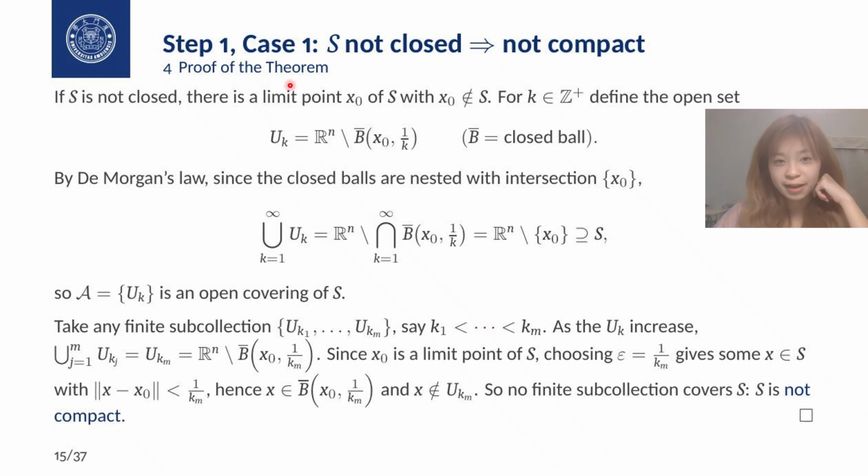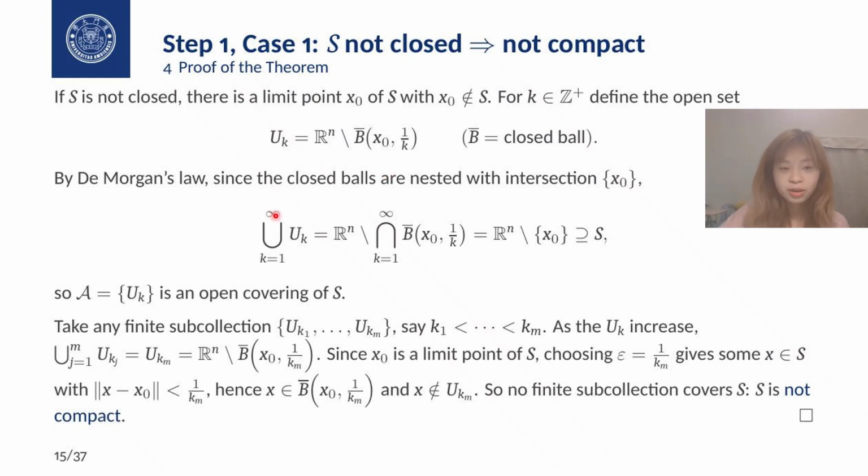First, we prove case 1. If S is not closed, then S is not compact. We start with the condition of closed. If S is not closed, there is a limit point x0 that's not in S, which means there are points of S piled up near x0, but x0 itself is missing. For each positive integer k, we define U_k equals R^n minus the closed ball B-bar(x0, 1/k). The U_k just means everything outside the closed ball of radius 1/k around x0.